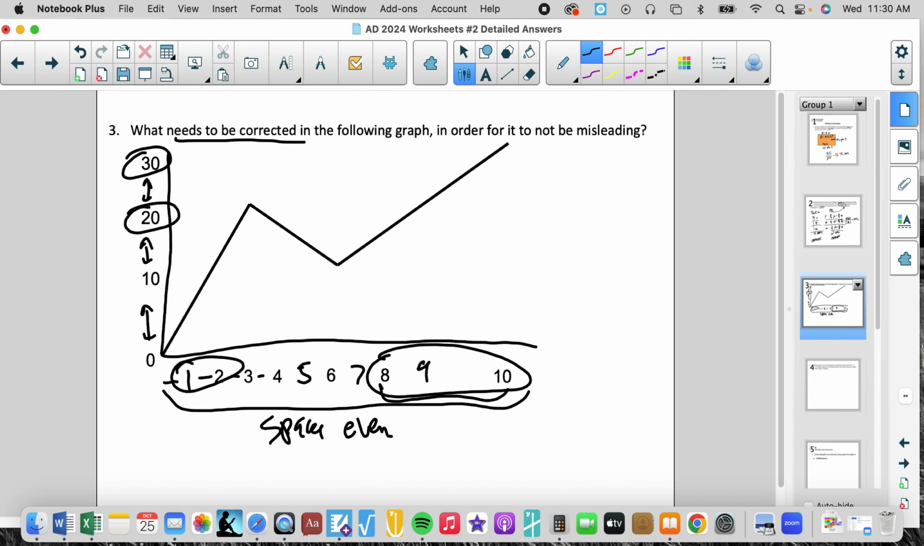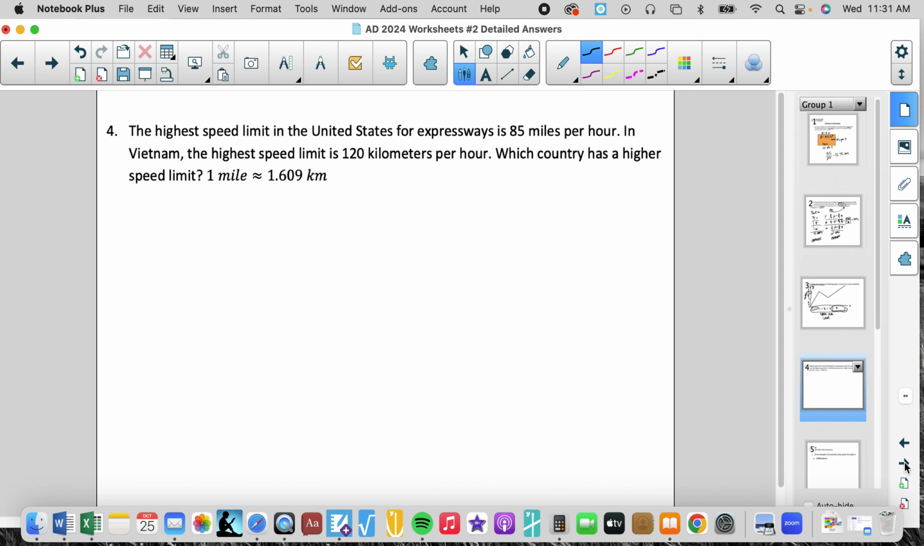So I need to know, what are we measuring on the x-axis and the y-axis, or the horizontal and vertical axes? And then you also need labels. Not only do I need the units, but we need to label what each of those axes is measuring. So those are 3 things: evenly spaced, I need labels, and I need units. That's going to help me know whether it's misleading or not.